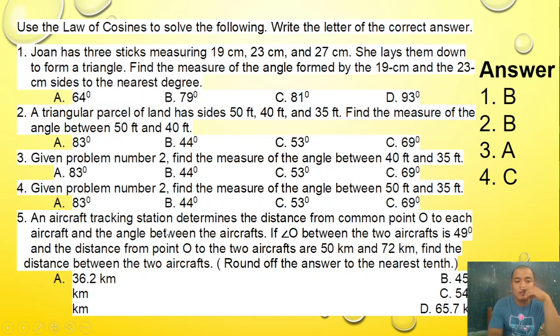Now, in number 5, an aircraft tracking station determines the distance from common point O to each aircraft. If angle O between the two aircrafts is 49 degrees, the distances from the point O to the two aircrafts are 50. Find the distance between the two aircrafts. I think this is still law of cosines kasi two sides and included angle are given. The answer is C. Yon, 54.4 kilometers.